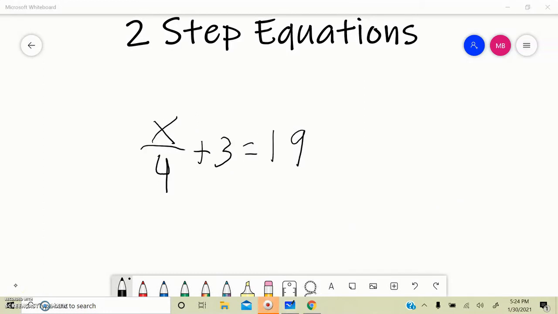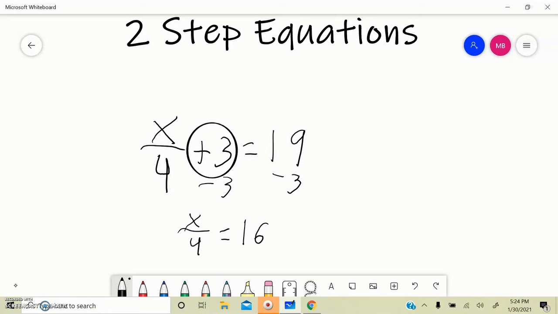Let's take a look at another example of a two-step equation. So here we have x over 4 plus 3 is equal to 19. Well, the first thing we want to do is get rid of this constant. So to do that, I'm going to subtract 3 on both sides. That's going to leave me with x over 4 is equal to 16.